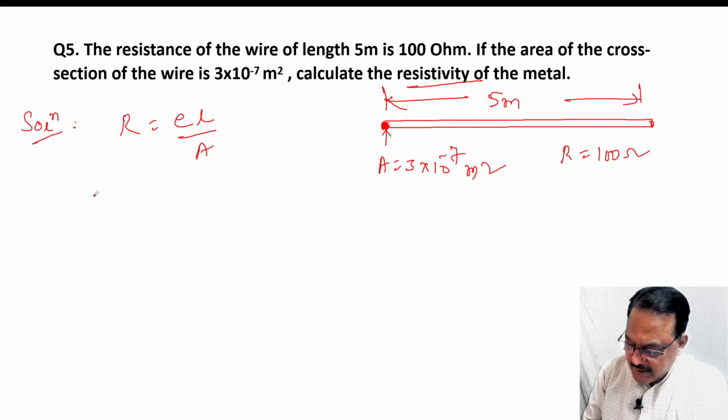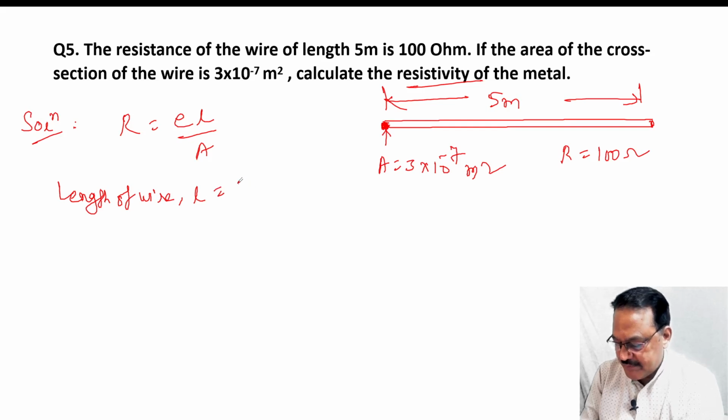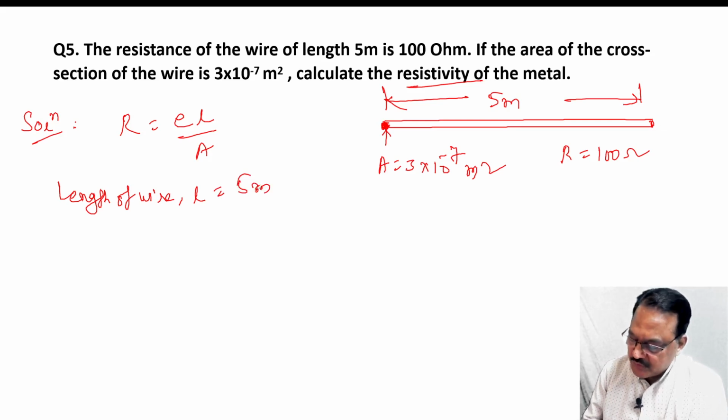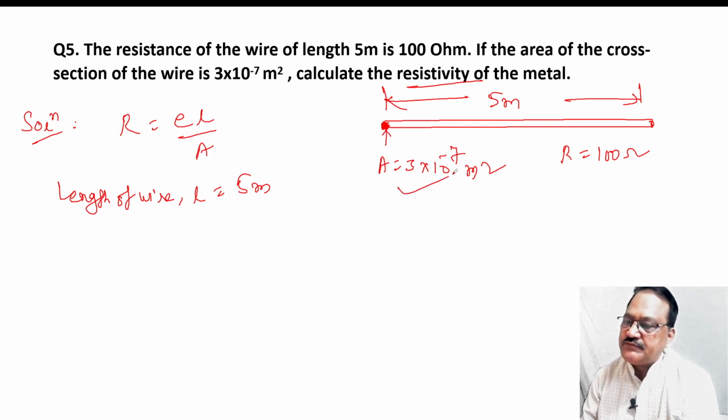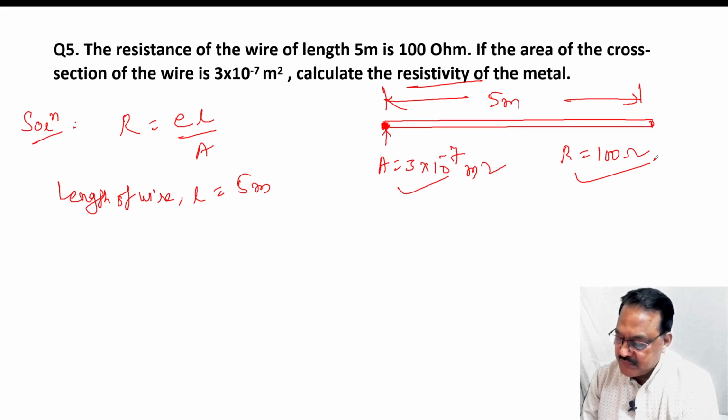Now let us see what parameters are given here, put the values and get the result. Length of wire, that is L. How much is given here? 5 meter. Then next, cross section area is already given here. Resistance of wire is also given here. So we can find out the value of resistivity.